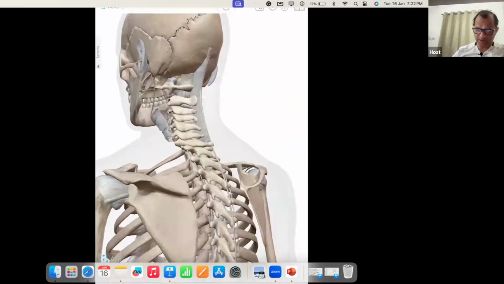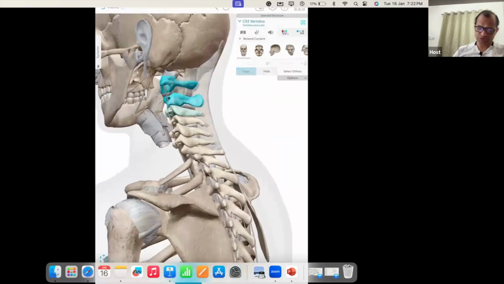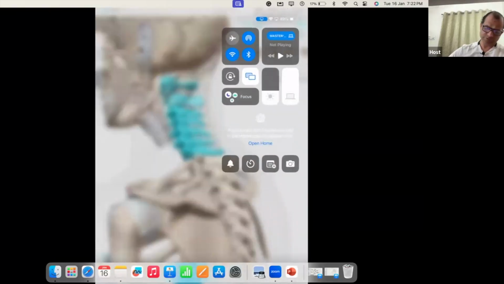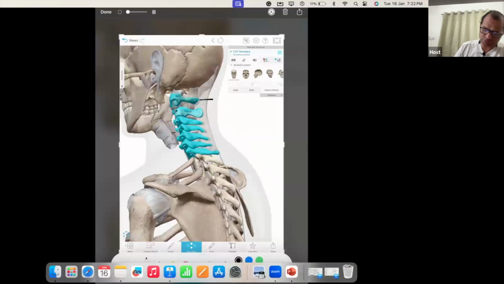This is the cervical spine: C1, C2, C3, 4, 5, 6, and 7. So there are 7 vertebrae in the cervical spine: C1, C2, C3, C4, C5, C6, and C7.